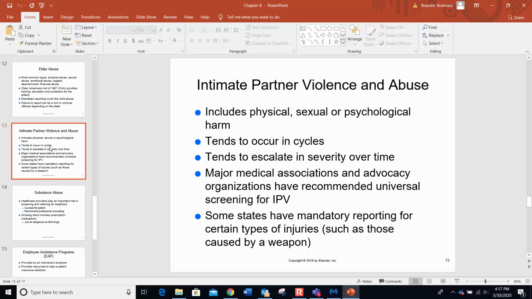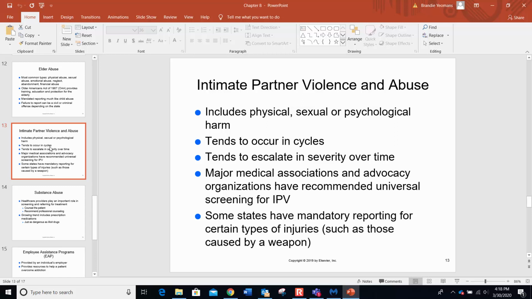Statistics show that more than 1 in 3 women have experienced physical violence at the hands of their intimate partner, which included being slapped, pushed or shoved, beaten, burned, or choked. And that's terrible.